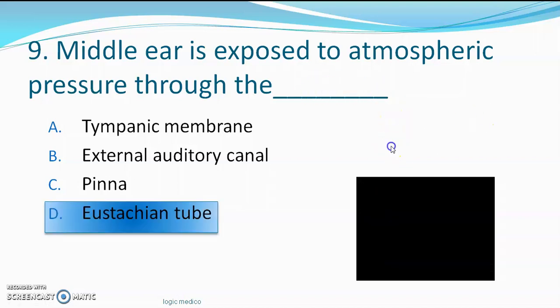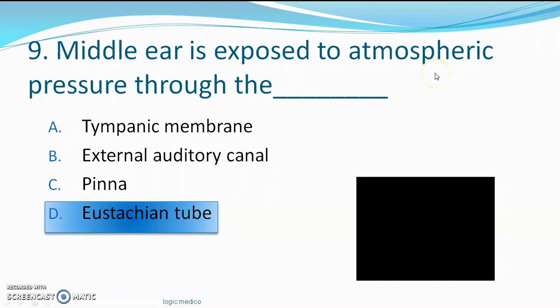Time is up. Eustachian tube is the correct answer. See, the middle ear is exposed to the atmospheric pressure through the pharynx, actually the nasopharynx, through one tube called the Eustachian tube. It's a fibrocartilaginous tube. Whenever we are talking, swallowing, or taking a deep inhalation, the middle ear will be ventilated by this Eustachian tube opening. Usually it will be kept closed.